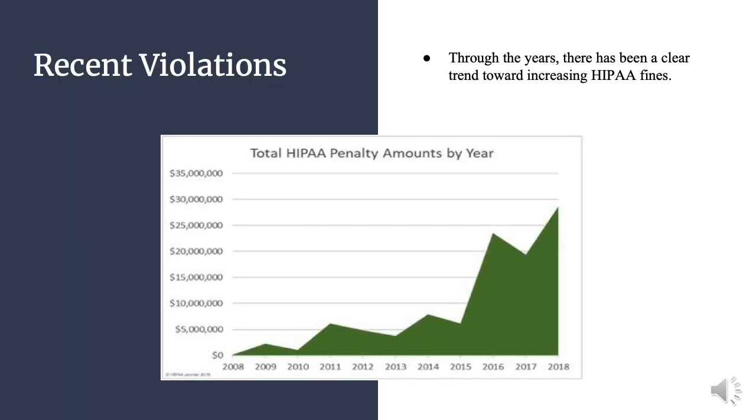The next slide shows a graph. According to the HIPAA Journal, 2018 saw the largest ever HIPAA settlement agreed with OCR. In October 2018, Anthem settled its HIPAA violation case with OCR for $16 million. The massive fine was due to the extent of HIPAA violations discovered by OCR and the scale of its 2015 data breach, which saw the protected health information of around 78 million plan members stolen by hackers. So if you look at this graph, you will notice that through the years, there has been a clear trend toward increasing HIPAA fines.